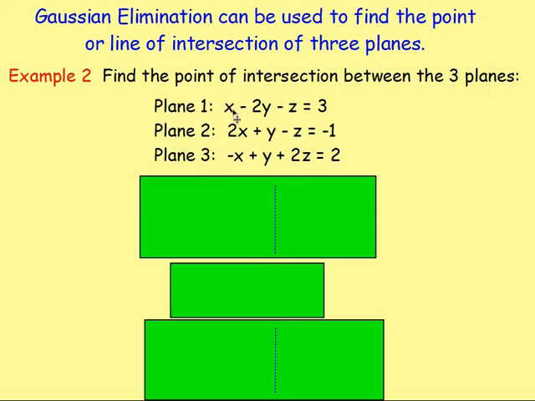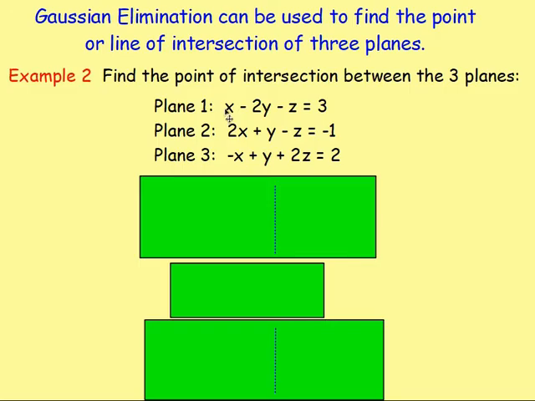Woo! What an imagination. So, plane 1, we've got x take away 2y take away z equals 3. Plane 2 is 2x add y take away z equals -1. And plane 3 is -x add y add 2z equals 2. It says here, Gaussian elimination can be used to find the point or line of intersection of 3 planes. So, we need to set this up and solve using Gaussian elimination.